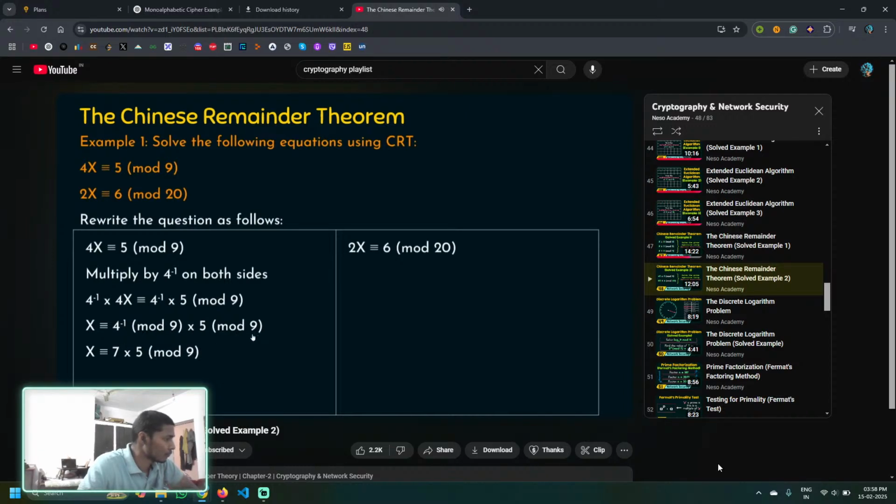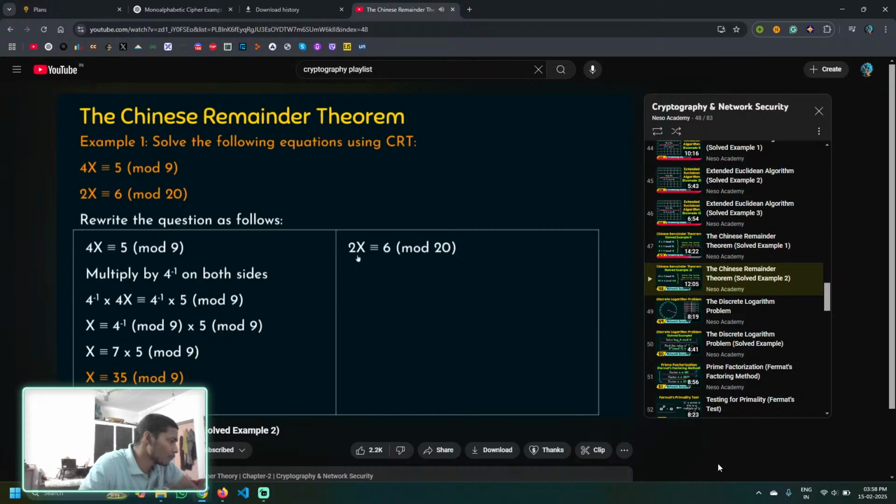Then we have this 5 mod 9 here, which I'm just retaining. We get 7 into 5 mod 9. What is 7 into 5? It is 35, and we take the remainder. You can take either this or this, but I always recommend you to go for smaller numbers. So 35 mod 9 can be reduced as 8 mod 9. Just divide 35 by 9: 9 times 3 is 27 and the remainder is 8. So we are reducing this as x is congruent to 8 mod 9.